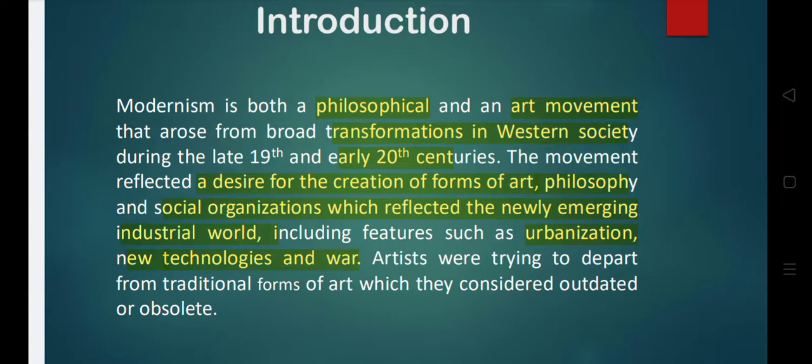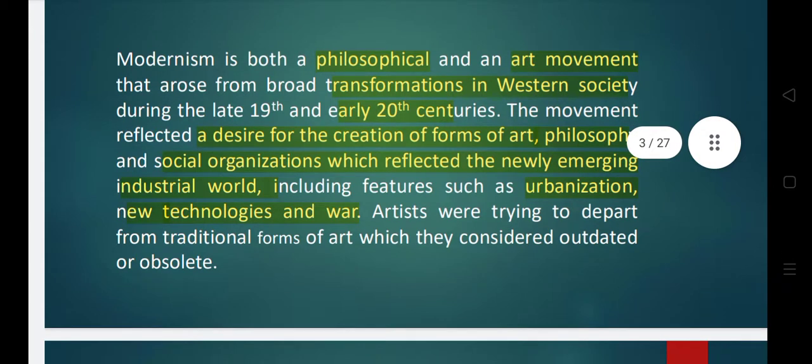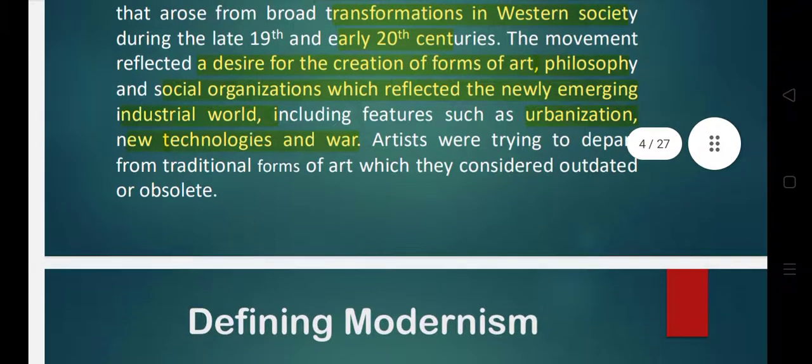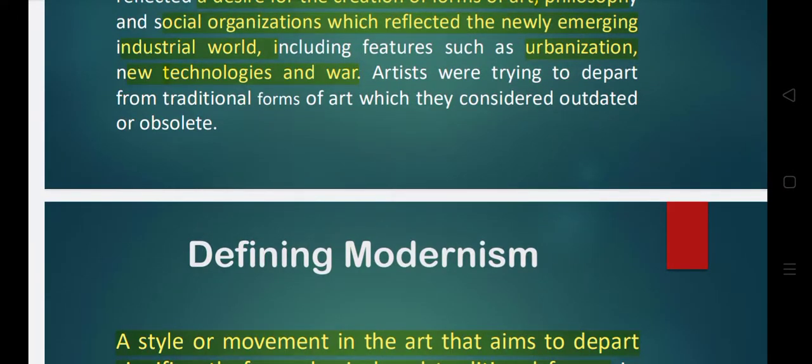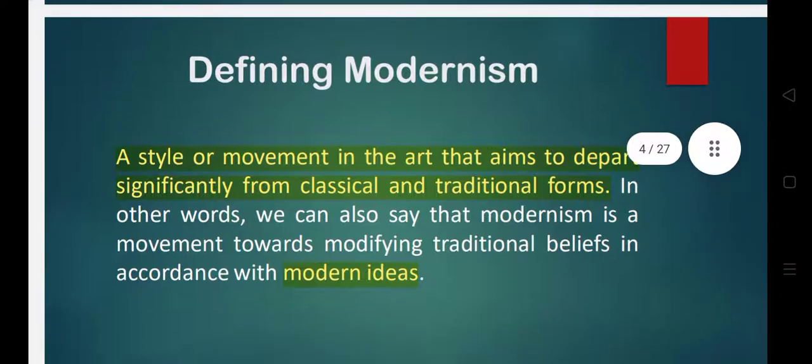philosophical or art movement that arose from the broad transformation in Western society in the early 20th century, and it reflected a desire for the creation of forms of art, philosophy, and social organizations which reflected the newly emerging industrial world. So we see that the industrial revolution takes place and people move to urban areas. Urbanization was there and new technologies were introduced, and World War One took place in this age.